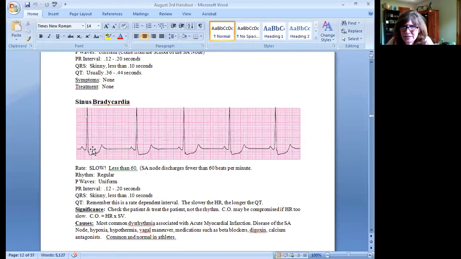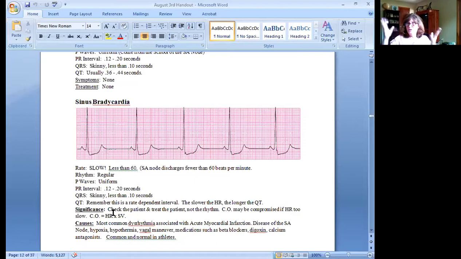I do have a little ST depression going on. My P waves are uniform. My PR interval is good. My QRS is still nice and skinny. My QT is getting a little long because it's a slower rhythm. Significance is this patient's got a heart rate of 46. Now, who are we treating? Are we treating the monitor or are we treating the patient? We're treating the patient. So you go in.